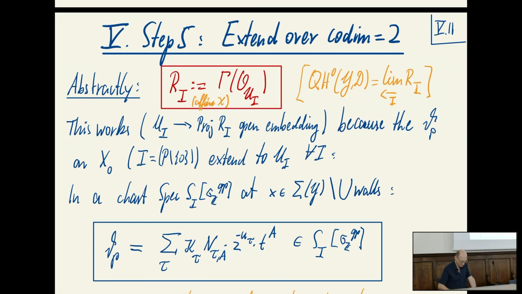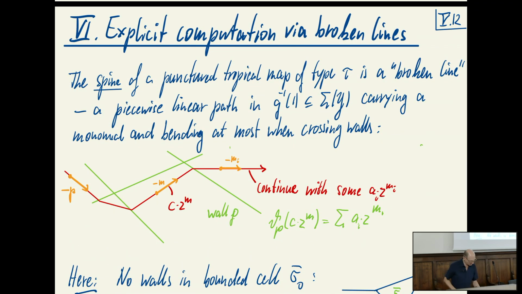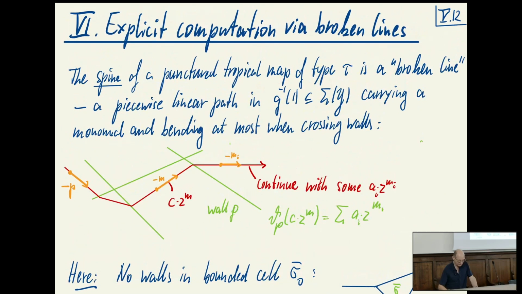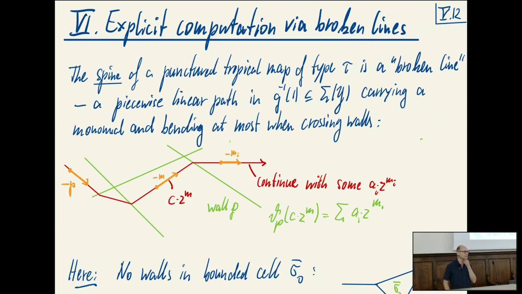Okay, so this is the last slide for the construction, and then hopefully I have 2 or 3 minutes to say something on enumerative and homological mirror symmetry. So how do we do this explicitly, right? So this kind of ends the construction here, but how do we do this explicitly? And the explicit construction is via broken lines.